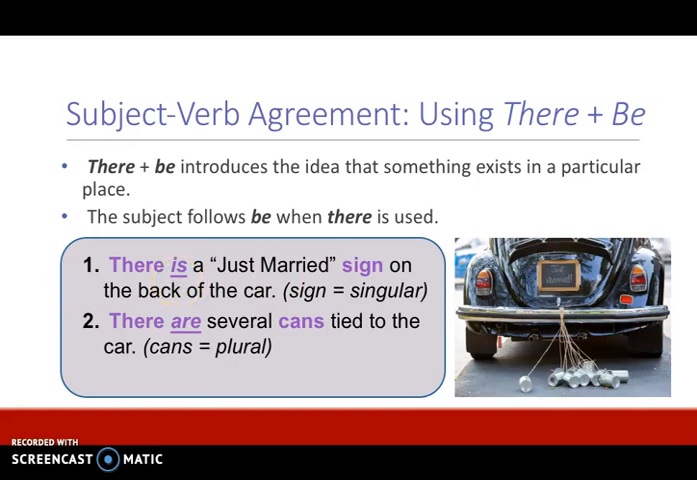Number 2, there are several cans tied to the car. So again, we have there and the be verb and the subject, which comes after the be verb in this type of sentence. Cans is plural, and so we use the plural form of the be verb.